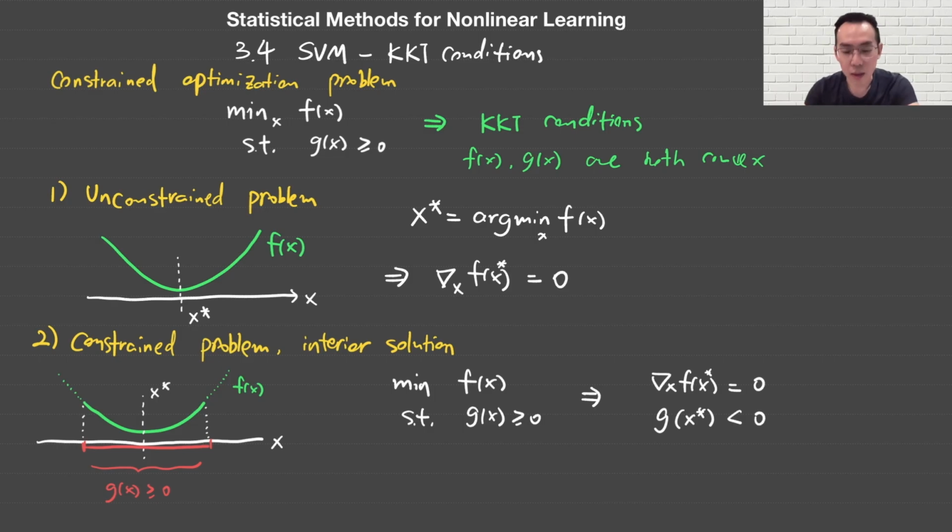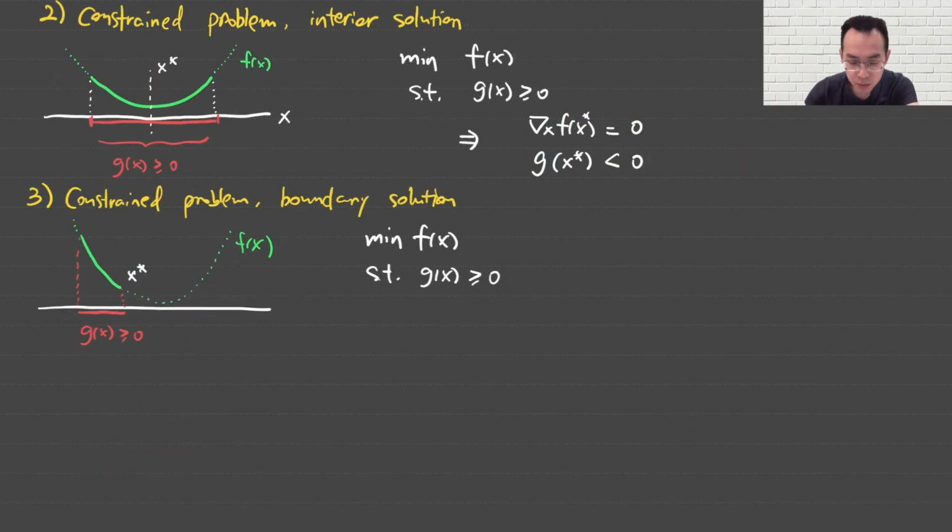The next one we're going to be looking at, this most interesting one, is that we have a constraint problem, but the solution lies in the boundary of this problem. And for the third example here, this is the most interesting one. So what happens if the solution lies in the boundary of the problem? So suppose we are given the same function f of x, but our constraint is given by this region here.